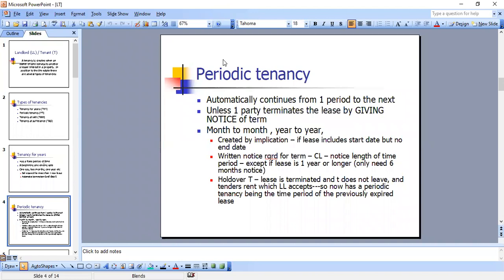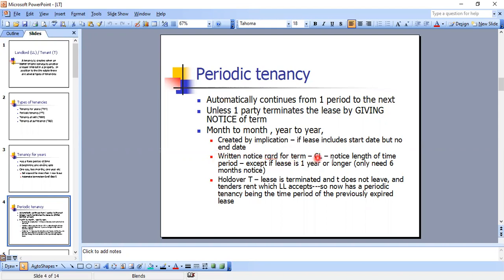Periodic tenancy automatically continues from one period to the next unless one party terminates the lease by giving notice of termination. It's a month-to-month or a year-to-year. It's sometimes created by implication. So if the lease includes a start date but has no end date, it's an implication, okay? Periodic tenancy is created by implication. Written notice required for termination. So this one you need a written notice.